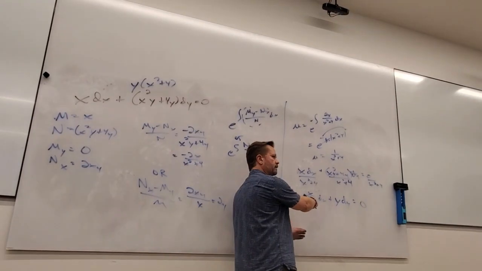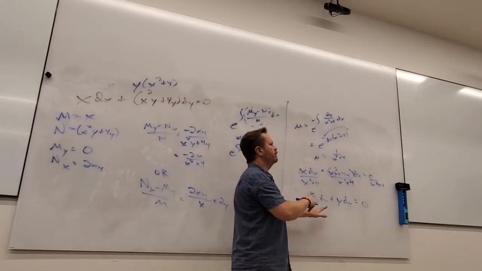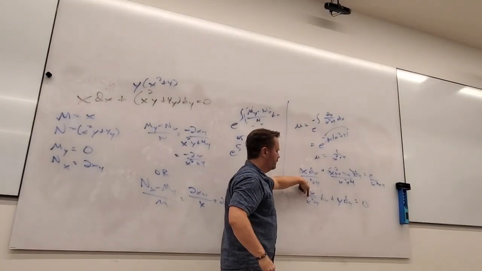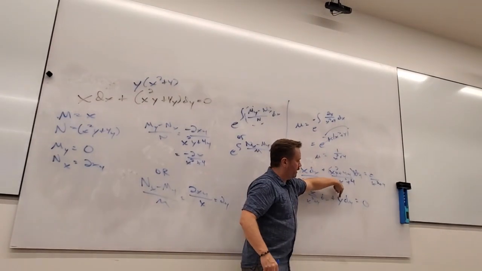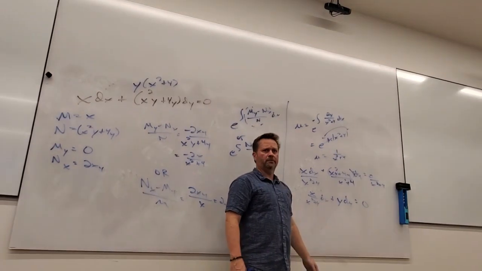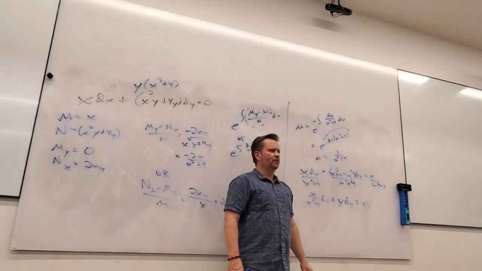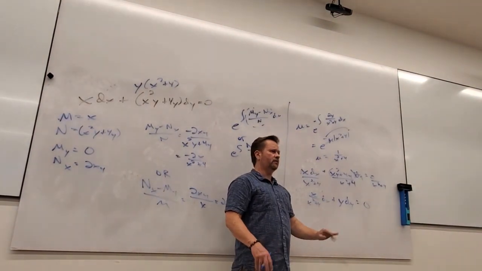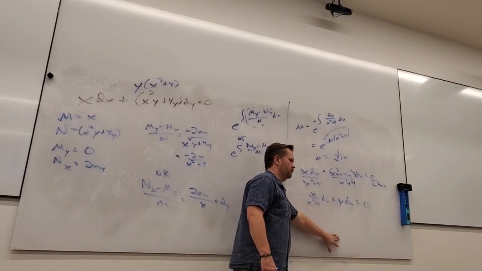Now, is this exact? How do you check if this is trivially exact? What's the partial with respect to y? It's the partial with respect to x. Okay, that's trivially exact. If they're both 0, it's separable. Are you guys with me? Okay, maybe. So this specific problem, you could just do separable.